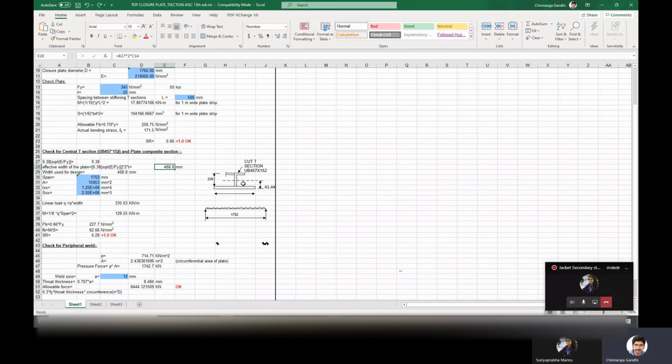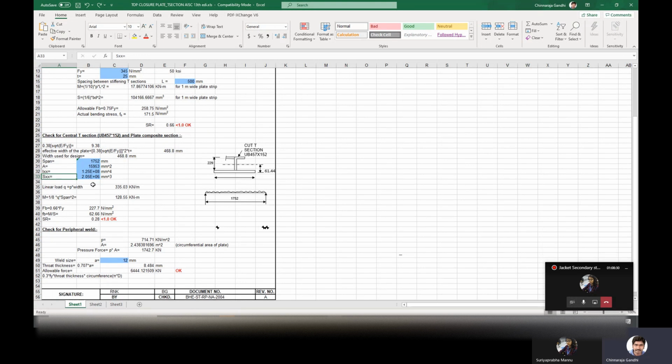From this I section we can calculate using any section property tool: area, whatever is required, IXX, IYY, ZXX, ZYY, and torsional if you want. Because here we are going to check only for bending, that is the reason I have calculated only IXX and ZXX. Okay, then load. What is the load on this one?